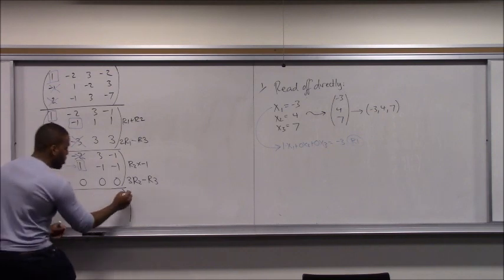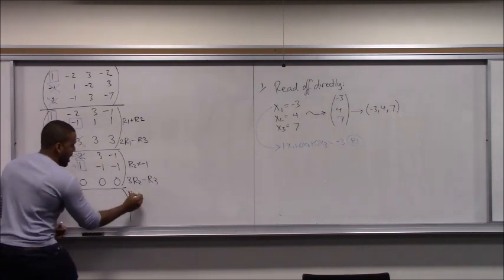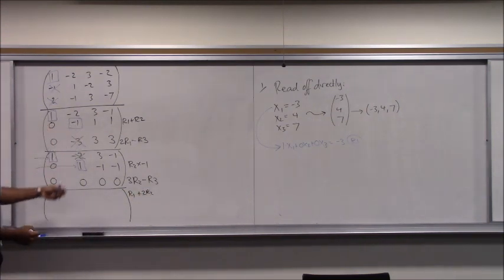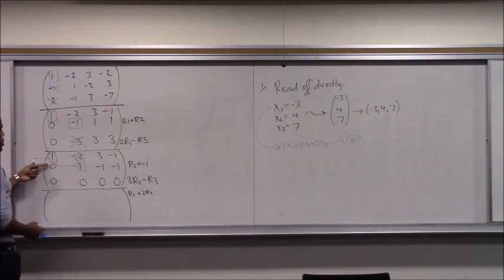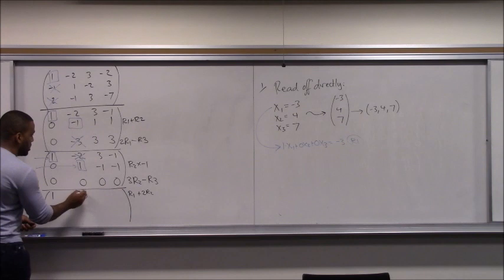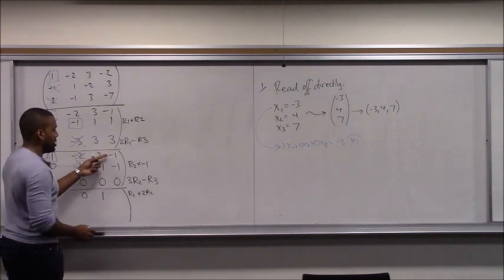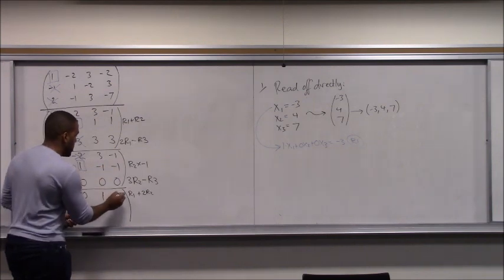Yeah. So I can take row 1 and add it to 2 times row 2. That would create a 0 here. So 1 plus 2 times 0 is 1, minus 2 plus 2 times that is 0, 3 plus 2 times that, 1, this plus 2 times that is minus 3.